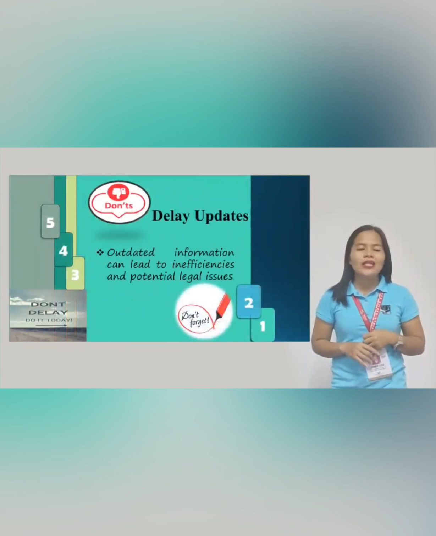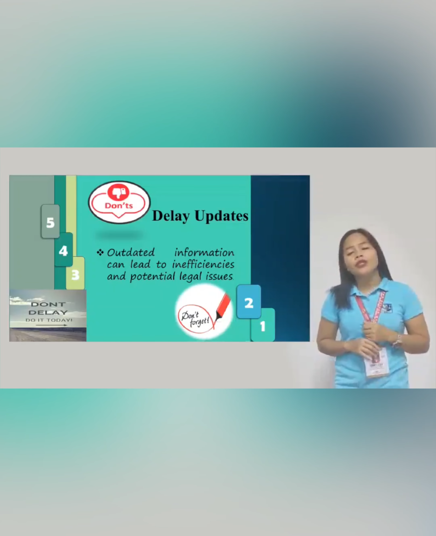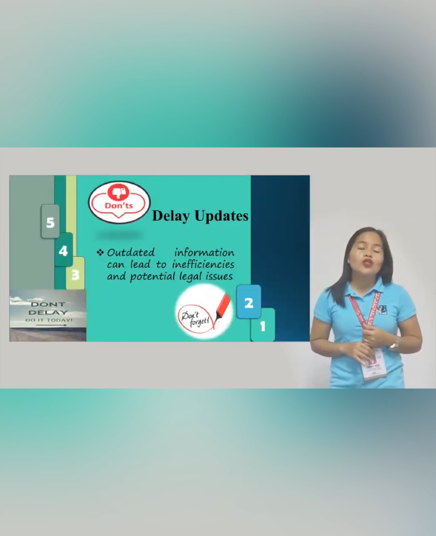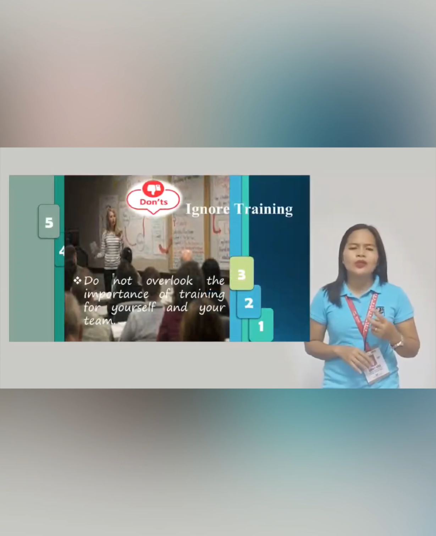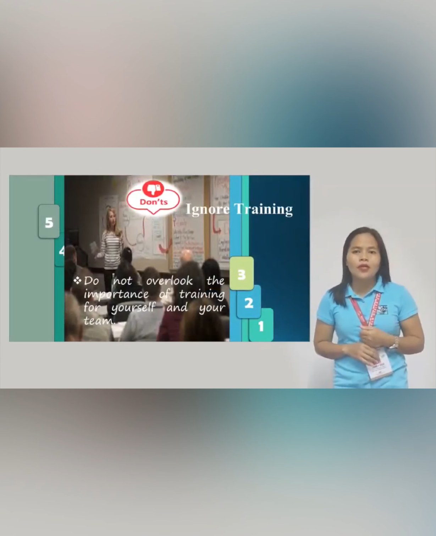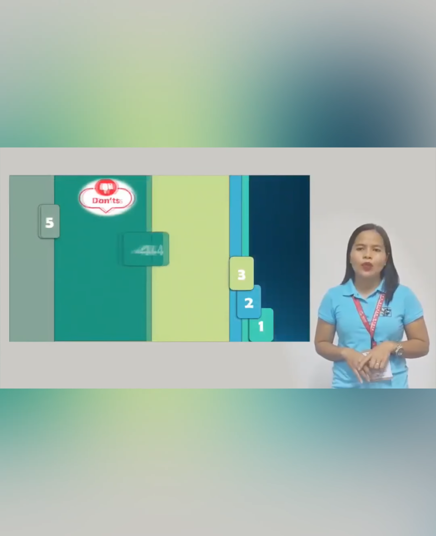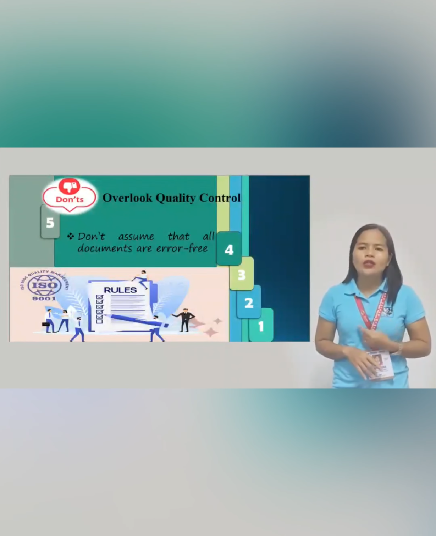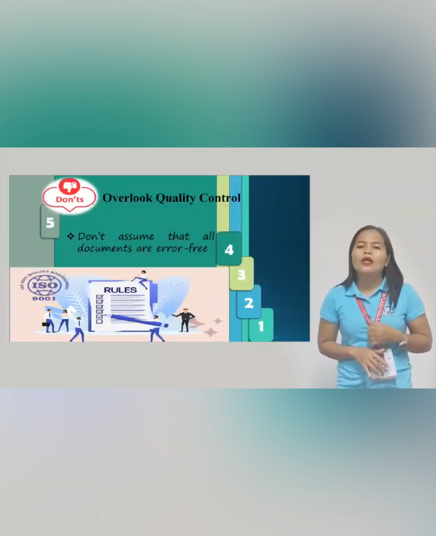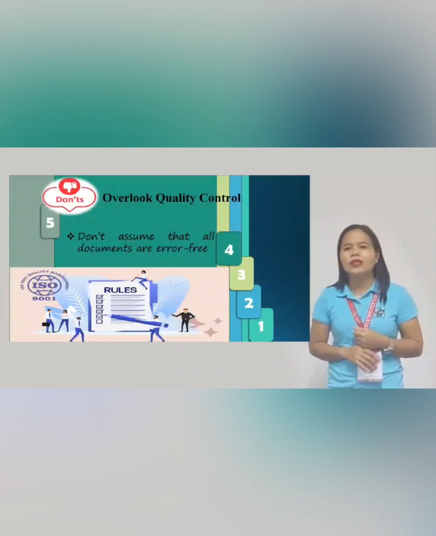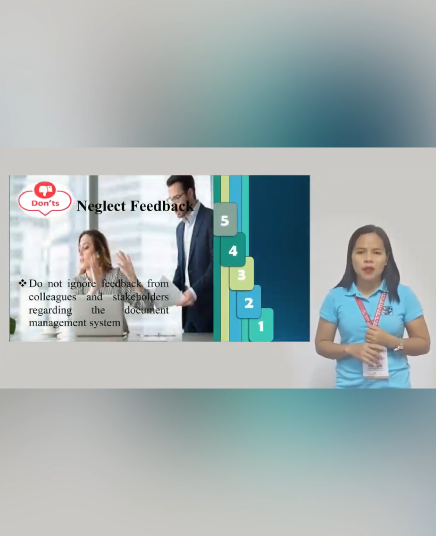Second is don't delay updates. Avoid delaying the updating of records. Outdated information can lead to inefficiencies and potential legal issues. Third one is don't ignore training. Do not overlook the importance of training for yourself and your team. The fourth don't is don't overlook quality control. Don't assume that all documents are error-free. The document control officer must implement quality control measures such as regular audits and reviews to catch and correct any mistakes. And the last one is don't disregard feedback.